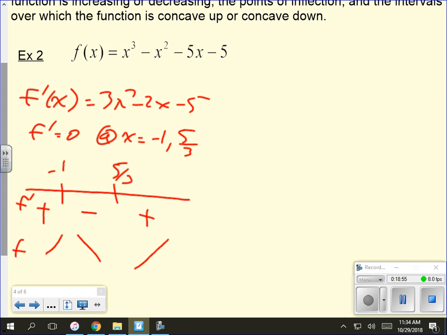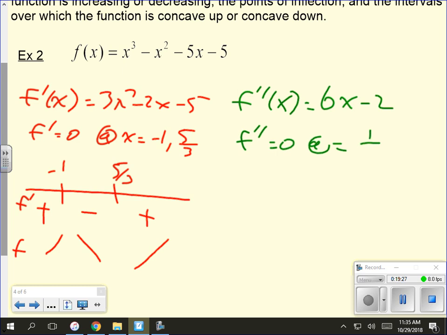Okay. Part 2, and I have not answered my questions yet. I'm strictly doing the groundwork to answer my questions. Second part, take the second derivative for my concavity. F double prime of x equals 6x minus 2. F double prime equals 0 at x equals, what is this, 1/3? Yeah, 1/3. Okay.